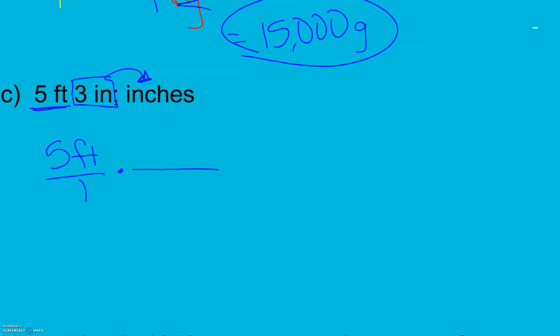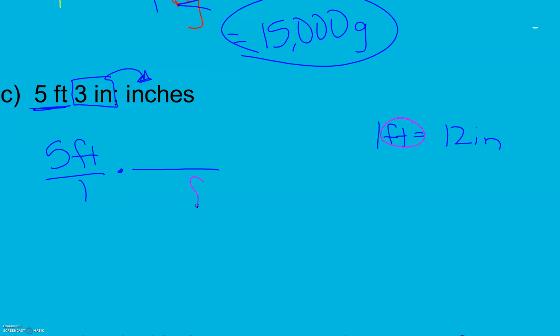Again, I'm going to multiply by my conversion factor. When we multiply fractions, we go straight across. 1 foot is the same as 12 inches. That's my comparison. Now I need to figure out how I'm going to set up that conversion factor.